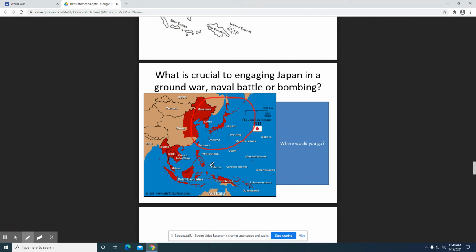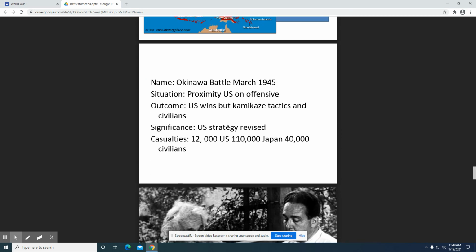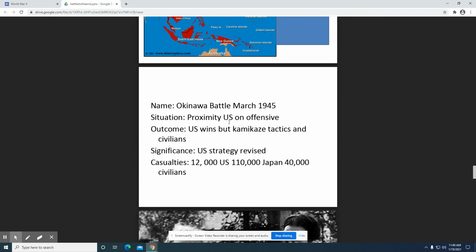Keep in mind, the Japanese are following their Emperor Hirohito as God in human form. He is a deity, and that means you might possibly have to engage Japanese civilians. The Okinawa battle, U.S. wins, kamikaze tactics, and civilians start to engage U.S. soldiers, which is going to put U.S. soldiers in a predicament here.